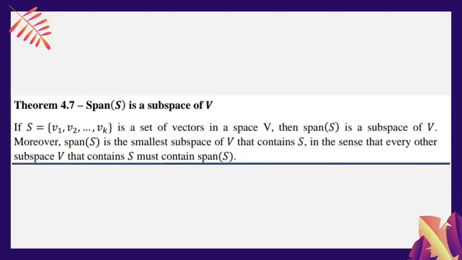Another, Theorem 4.7. Span of S is a subspace of V. If S equals {v sub 1, v sub 2, all the way through v sub k} is a set of vectors in a space V, then span of S is a subspace of V. Moreover, span of S is the smallest subspace of V that contains S, in the sense that every other subspace of V that contains S must contain span of S. So, this theorem will be discussed in the next lesson.